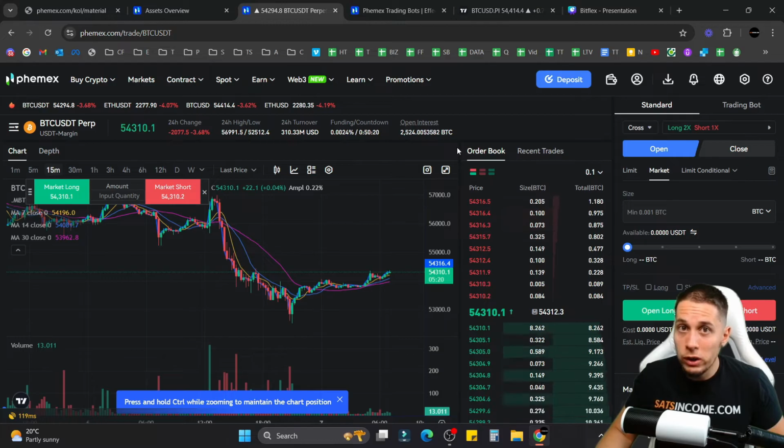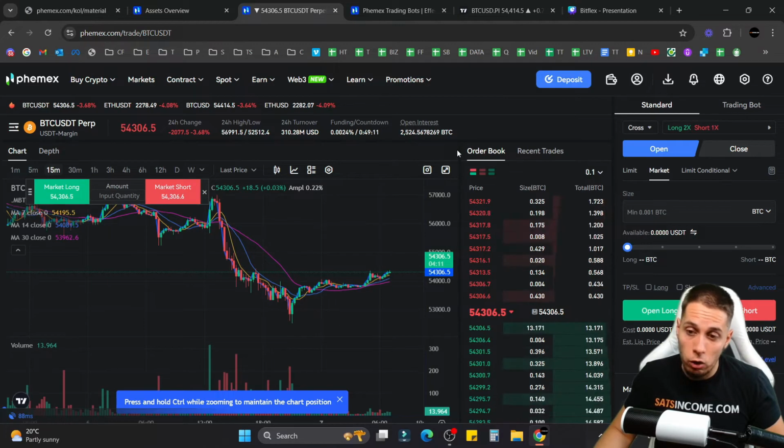Phemex is a non-KYC exchange, so it's up to you if you want to verify your identity or not. You can start trading without verifying your identity. Just keep in mind that at some point they will probably ask you to complete KYC. So if you are from a country where you are not allowed to use this exchange, you might think twice before you deposit money and start using it, because at some point they will probably ask you to verify your identity, and if you cannot do it, what are you going to do?